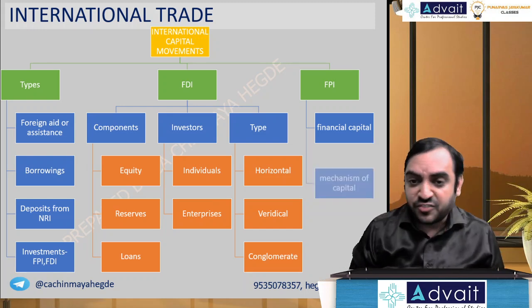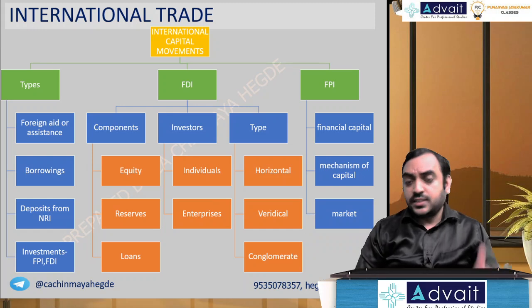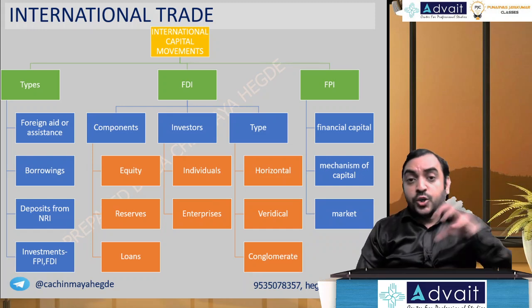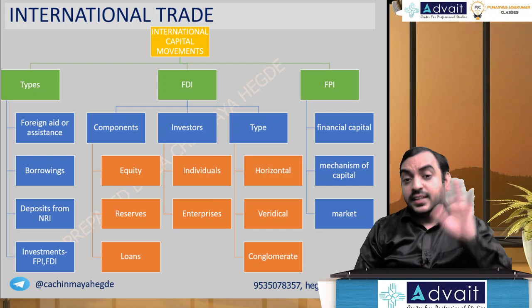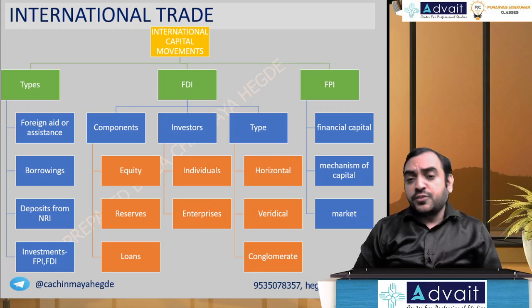They are called FPI, foreign portfolio investors. They come through the secondary market. They don't manage the business. FDI, they manage the business. So the advantage of FDI is also there.